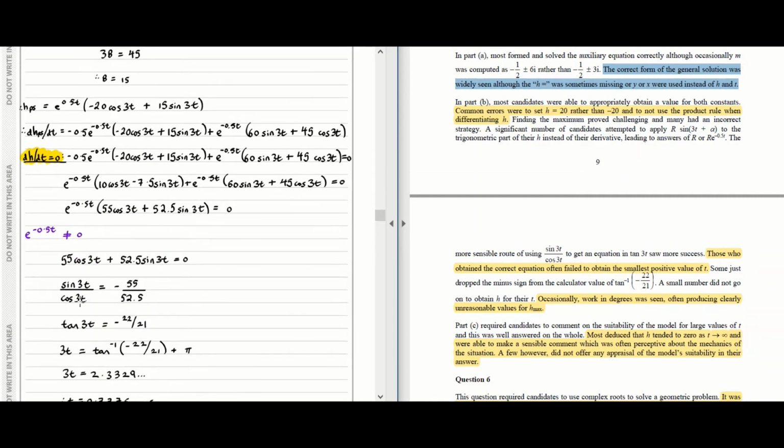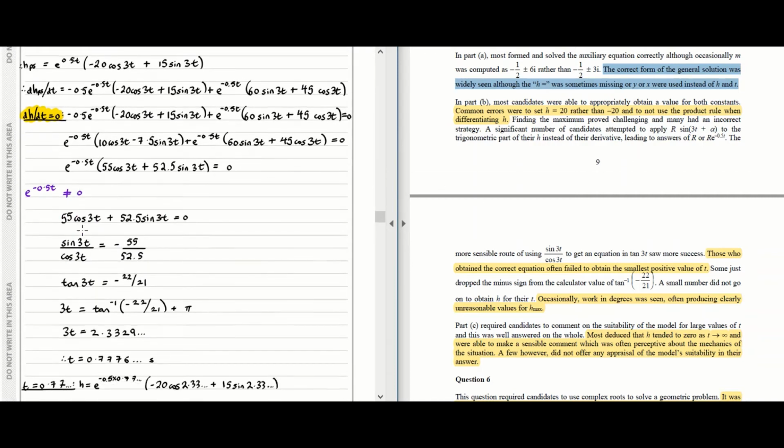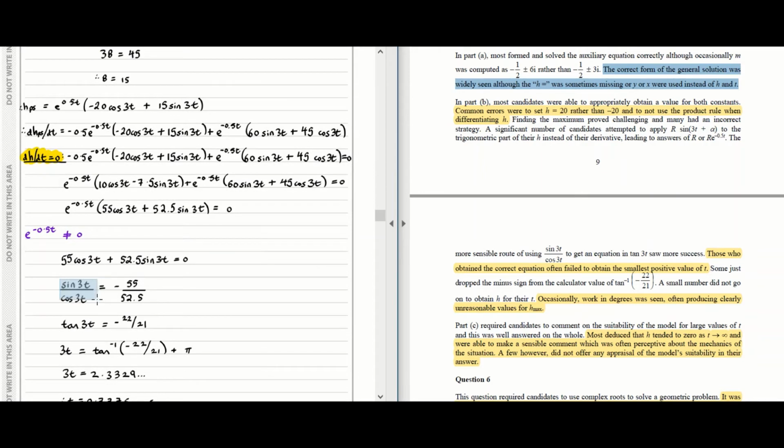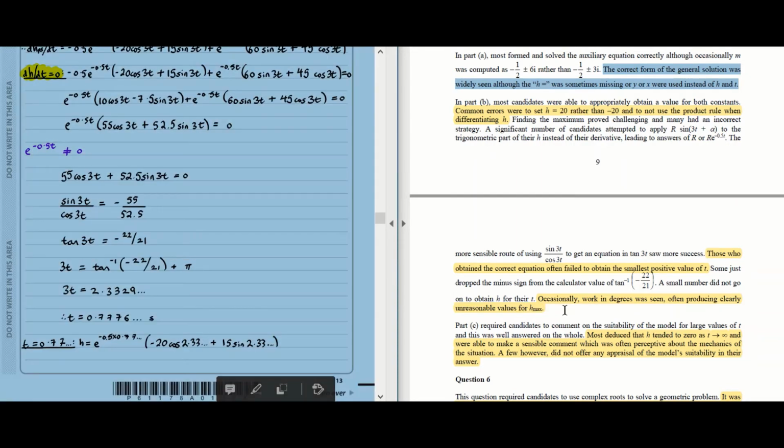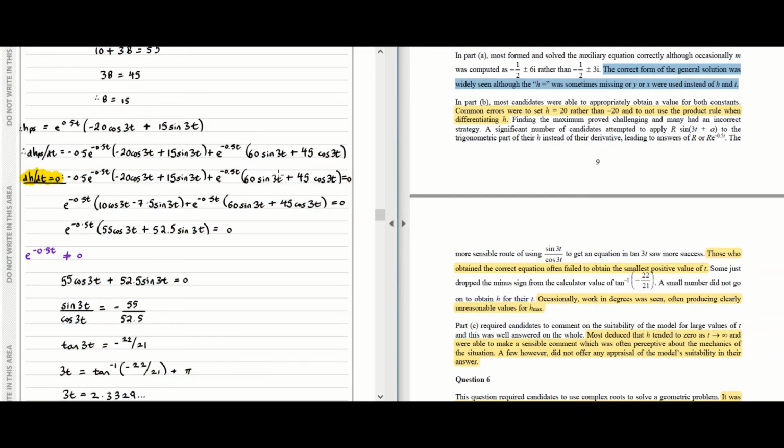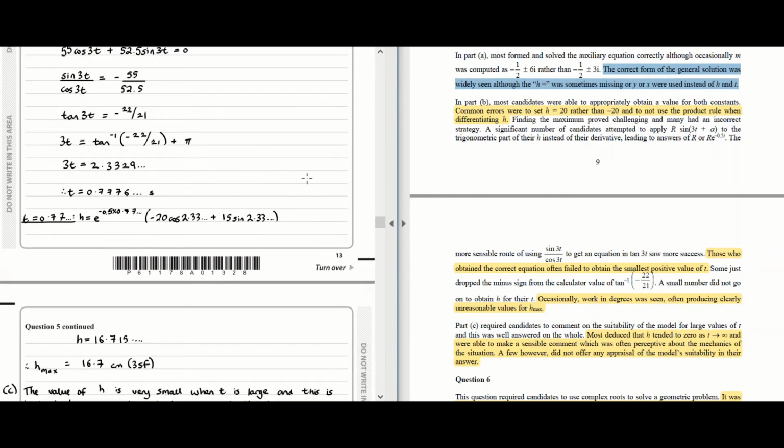But the more sensible approach to solving for t was to use sine 3t over cos 3t equals this quantity. And even then, once you reach this step, people forgot to add on the result of pi, and that's mentioned here. The other problem, people were working in degrees. Remember, when differentiating or integrating with sines and cosines, or any sort of trig, you have to use radians. And if you use degrees, you obtain a very unreasonable value for h max.